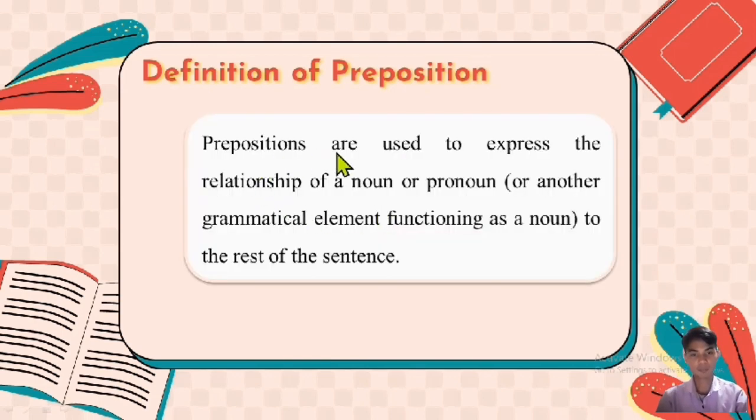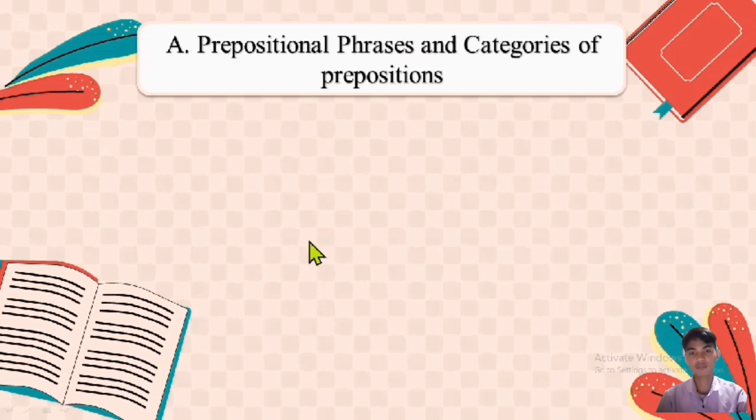Prepositions are used to express the relationship of a noun or pronoun, or another grammatical element functioning as a noun, to the rest of the sentence. So based on the definition, we know that prepositions are used to express a relationship between a noun or pronoun and the rest of the sentence. Next, prepositional phrase and categories of preposition.